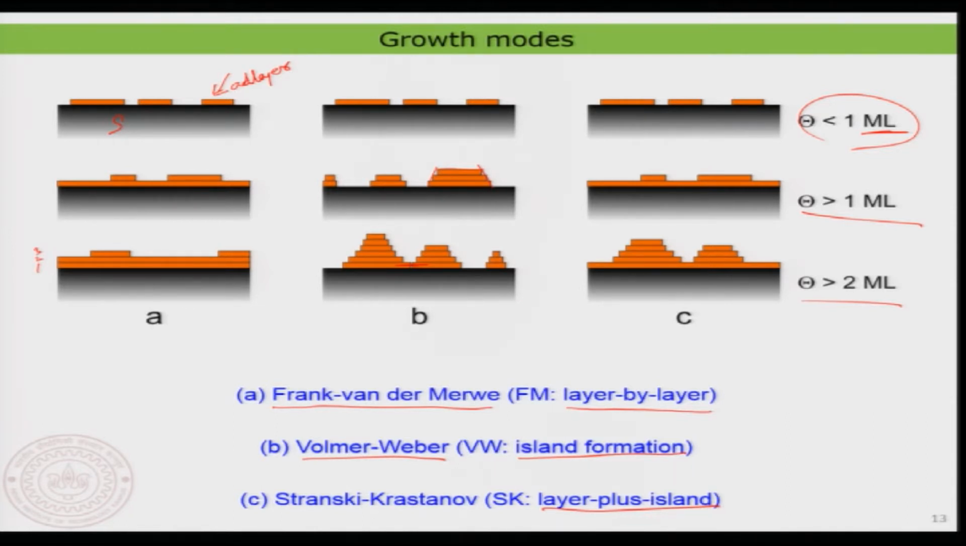So, what is this layer plus island mode? That one is generally known as Stranski-Krastanov. So, that is again the people who contributed in understanding this kind of epitaxy. There what you see is that in the lower coverage everything looks the same, but at one monolayer coverage there is a complete coverage of the monolayer, and on top of the monolayer you start to form islands. So, when the coverage is increasing, you first form a monolayer, and then on top of it, or maybe after the second monolayer, you would find that it always forms an island.